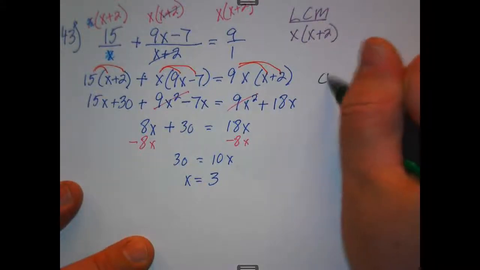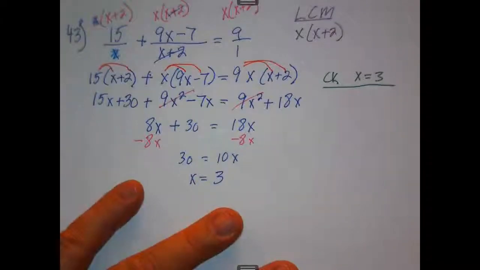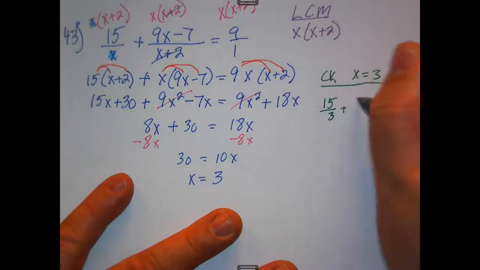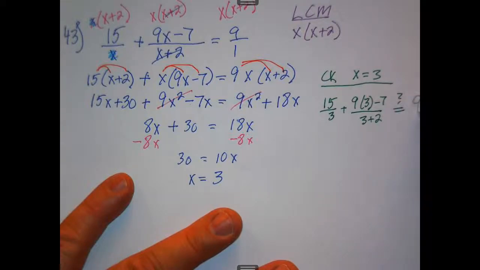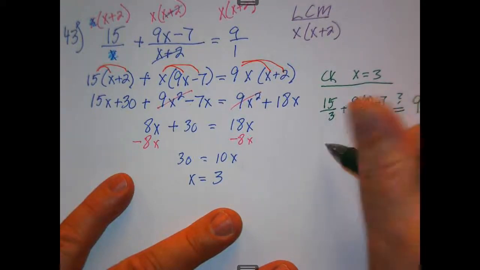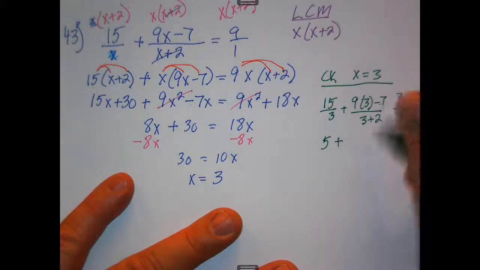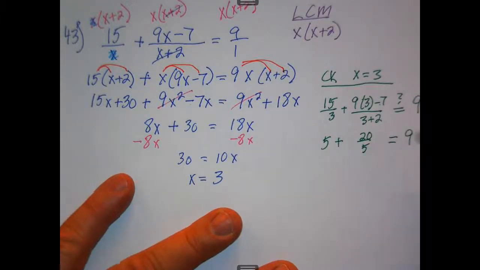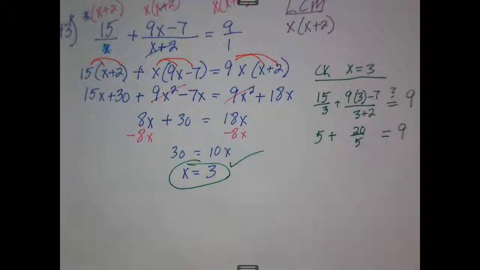Check this. Need to check x equals 3. Okay, does 15 divided by 3 plus 9 times 3 minus 7 over 3 plus 2, does that equal 9? Okay, 15 divided by 3 is 5. 27 minus 7 is 20 divided by 5. That's 4. We're good to go. Getting easier and easier.